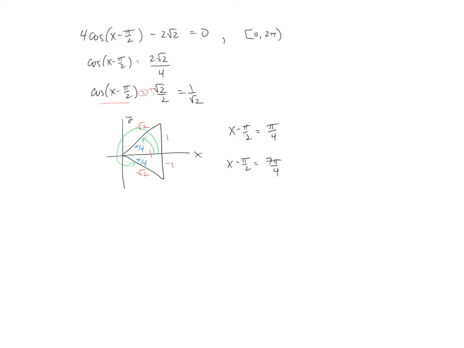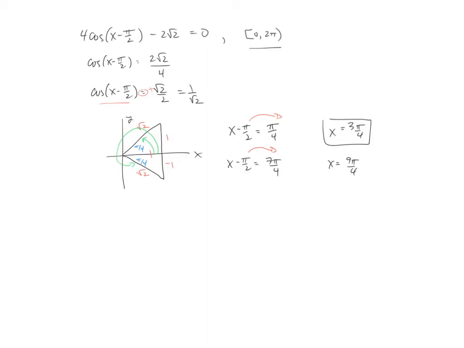Now, we haven't solved either one of these for x like we're supposed to. So for that first one, if I move the pi over 2 to the other side, you'll actually end up with x equals 3 pi over 4, which is in the interval. Now, similarly, if I go ahead and move the pi over 2 to this side, I'm going to end up with x equals 9 pi over 4. Now, 9 pi over 4 is not in the interval that they suggested. So we have to figure out a way to rewrite that.